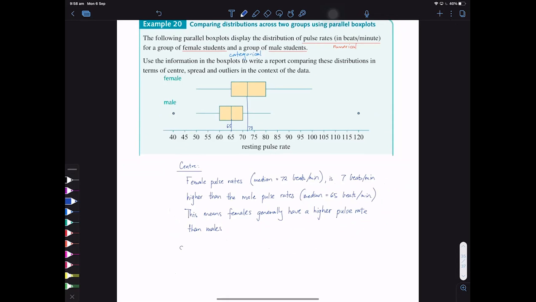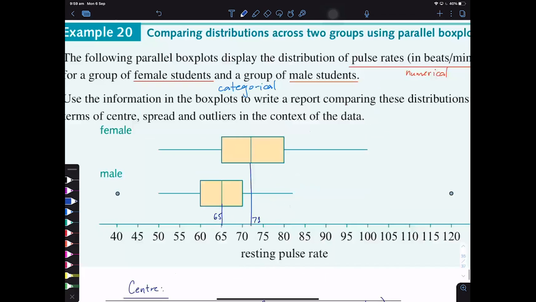The second idea is spread. Well, we know parallel box plots, we can calculate the IQR. So the IQR here is 10 from 60 to 70, whereas the IQR for females here, it's 65, and up here, let's say that's 80. So you can see the IQR for females is 15.